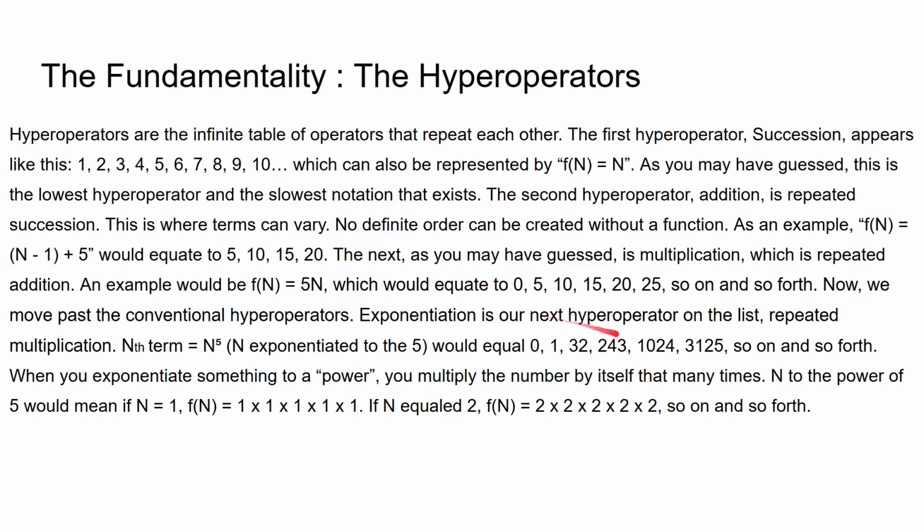2 to the power of 5 is 32. 3 to the power of 5 is 243. 4 to the power of 5 is 1024. 5 to the power of 5 is 3125. So what exponentiation does is you multiply something by itself this amount of times. This number up here, this superscript, is called a power. You multiply something by itself that many times.